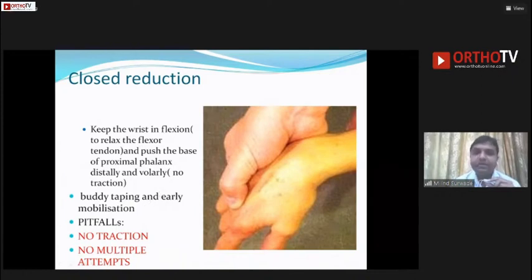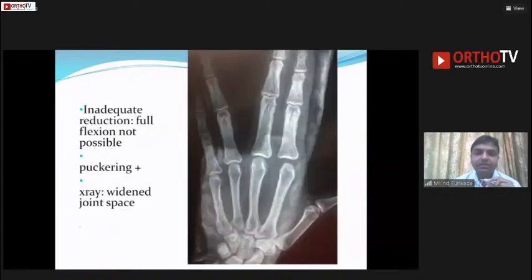But if you don't get the reduction, that is what you see. Clinically, you will not be able to achieve full flexion if you have not got the full reduction, and the flexion will have a springy endpoint. Another thing you will notice is that puckering is still present, and on the X-ray you will see a widened joint space. That means you have not got the reduction.